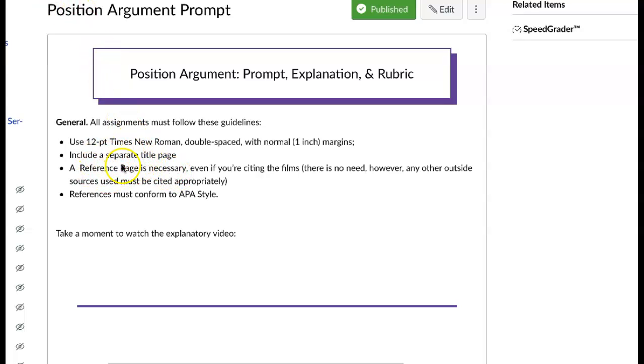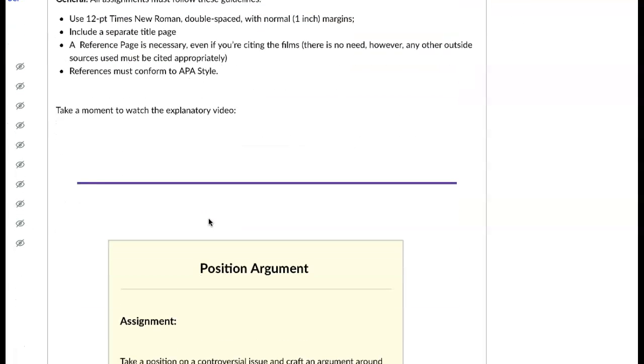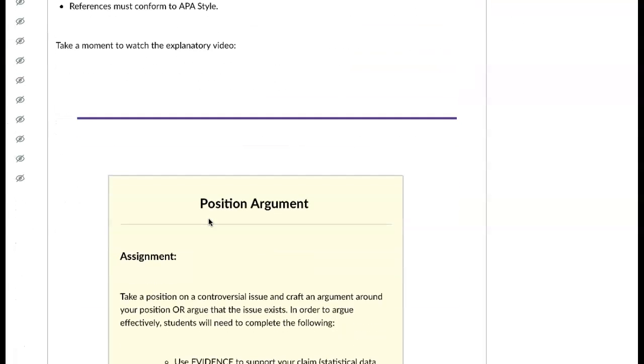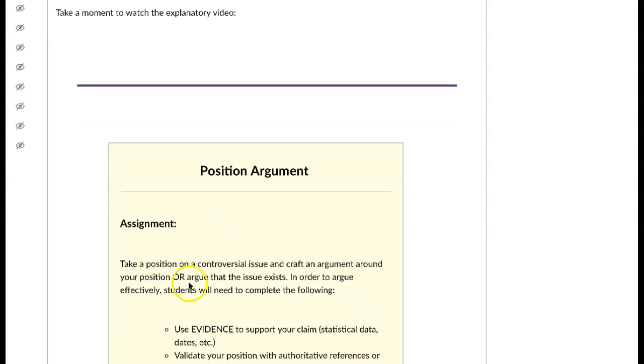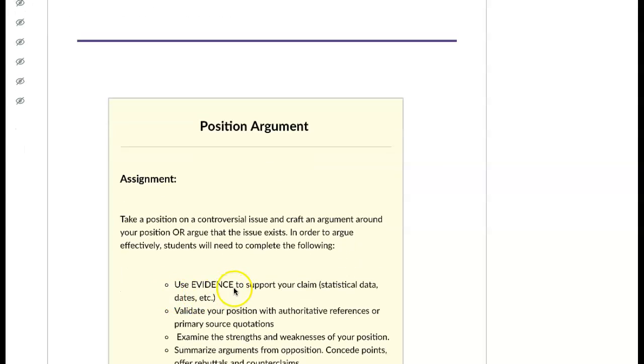So, this final paper is your APA style paper. A reference page is necessary, and those references should conform to APA style, which we'll talk about throughout the next couple of weeks. So, your goal, your assignment, is to choose a position on a controversial issue and to craft an argument around your position or argue that an issue indeed exists. You will need to use evidence to support your claim.